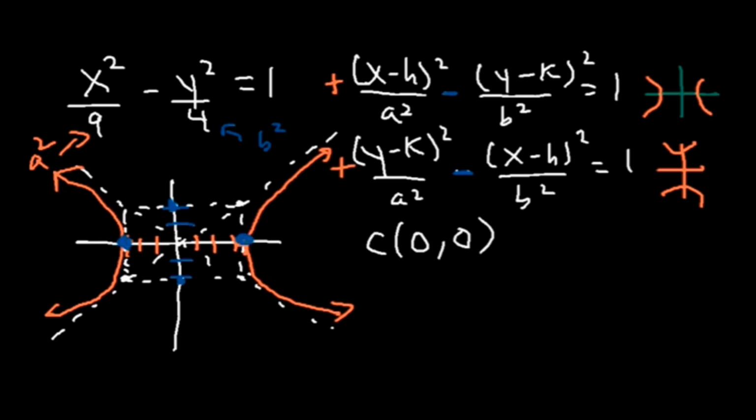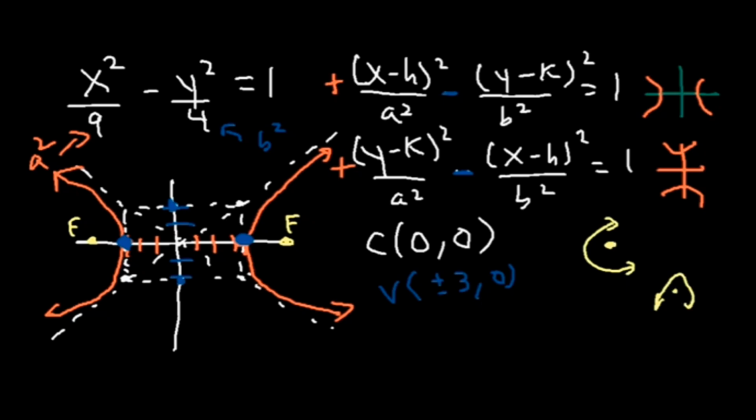These are called the vertices. Those are the vertices of the hyperbola. So the vertices are plus or minus 3, 0. The foci is somewhere here. It's always where the graph opens towards. So if the graph opens this way, the foci is towards it. If it opens this way, the foci is over here.